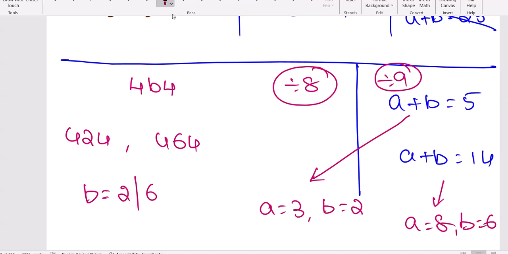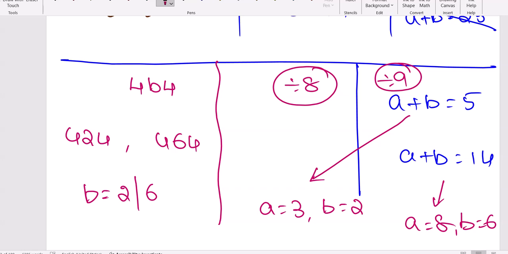So both are actually okay in some cases. Why I'm extending this discussion so far is that maybe in exam, instead of 4b4, you get 5b4, and maybe only one b value satisfies divisibility by 8. If only b equal to 6 is satisfied, then a plus b equal to 5 is eliminated, and I have to go with only a plus b equal to 14.